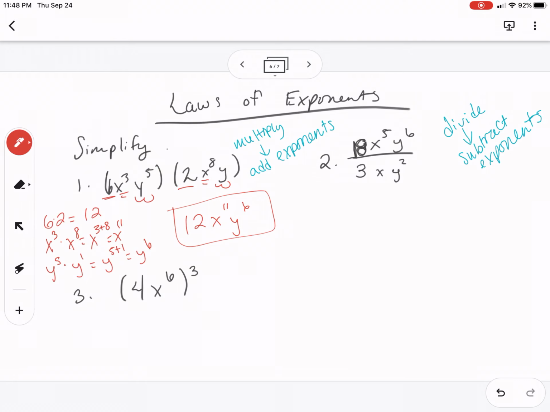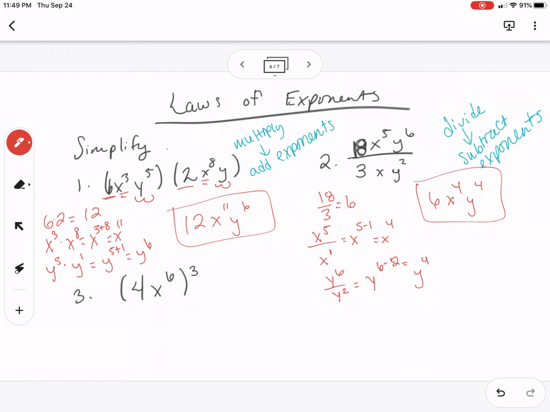If we break down number 2, I would start with my coefficients. 18 divided by 3 is 6. So I'm going to put a 6 in my answer. Then I have x to the 5th over x. Remember, if there's no number, you put an imaginary 1. So when we divide, we subtract. So 5 minus 1 will give me x to the 4th. Then for my y's, I have y to the 6 over y squared. If we subtract, that'll give me y to the 4th power. So my answer is 6x to the 4th, y to the 4th. Again, if there's no exponent, you put an imaginary 1 to help you.